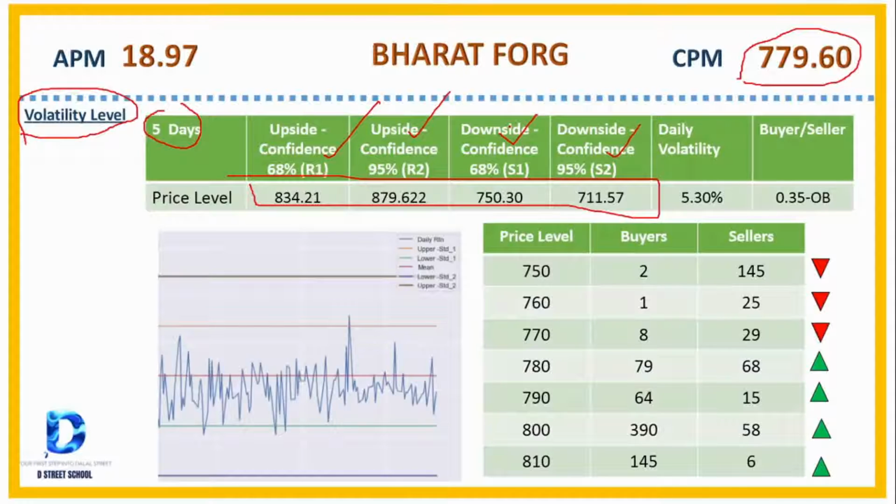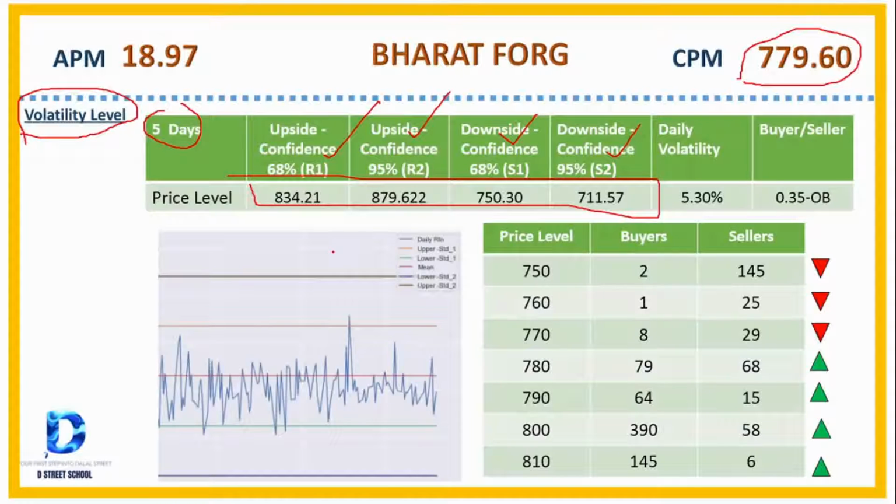If you want to know what standard deviation is, that is a statistical concept. The objective of this video is not to discuss anything detailed in statistical analysis. I will tell you how we can interpret those levels. As I said before, R1 and S1 is standard deviation 1.